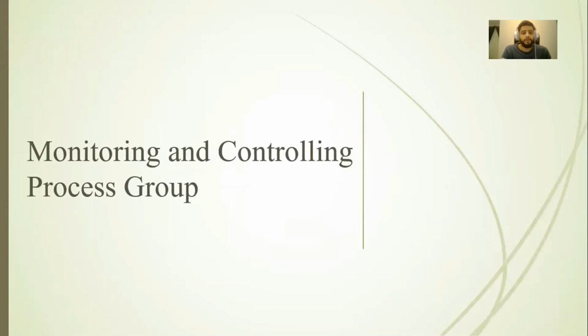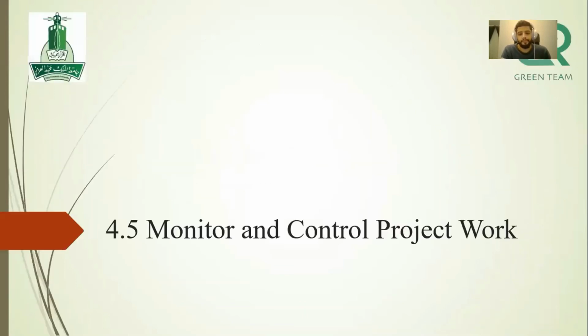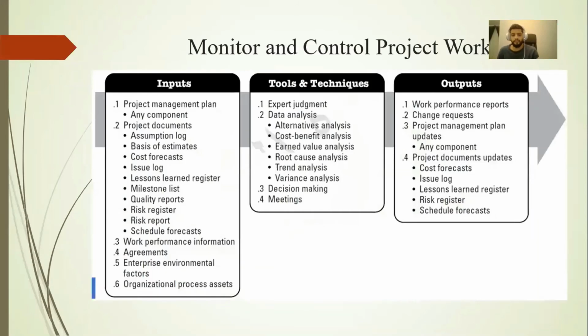Monitoring and controlling process group. We have the monitoring and controlling process: monitor and control project work. Monitor and control project work has inputs of the project management plan, project documents, and agreements, if any, and OPA. The tools will be expert judgment and data analysis. The outputs will be change requests, work performance reports, project management plan updates, and so on.